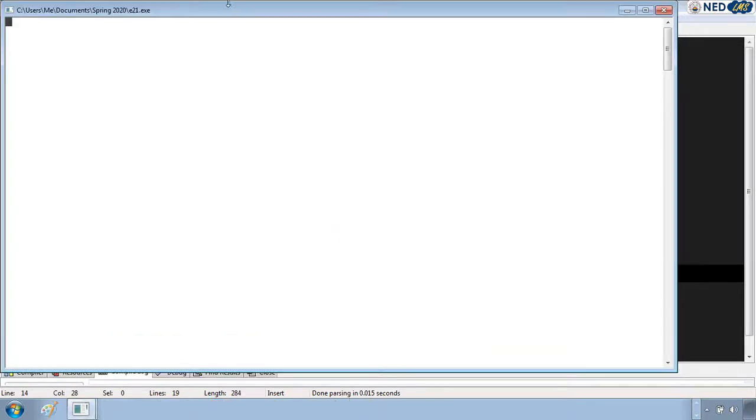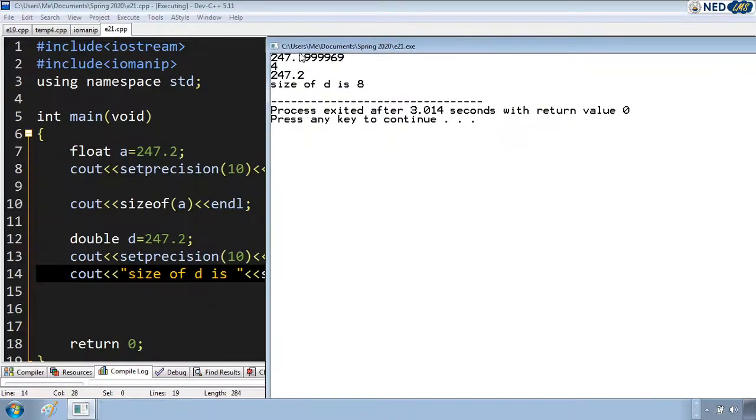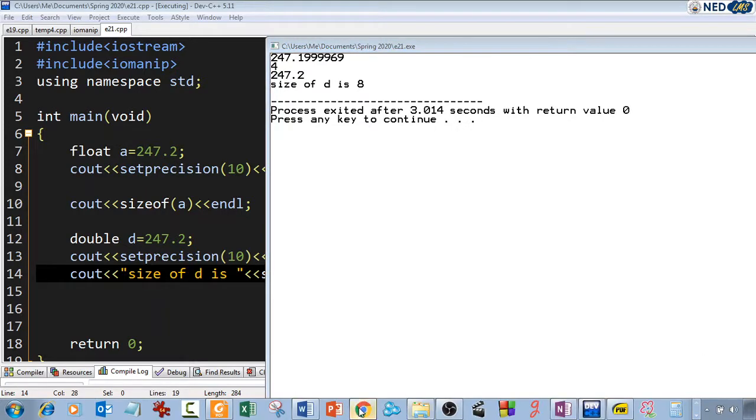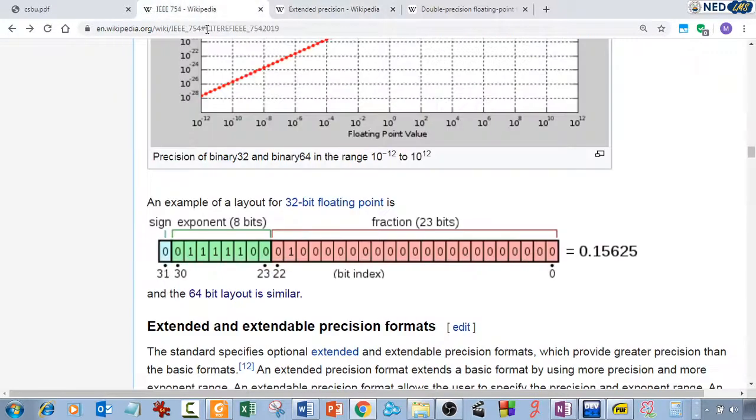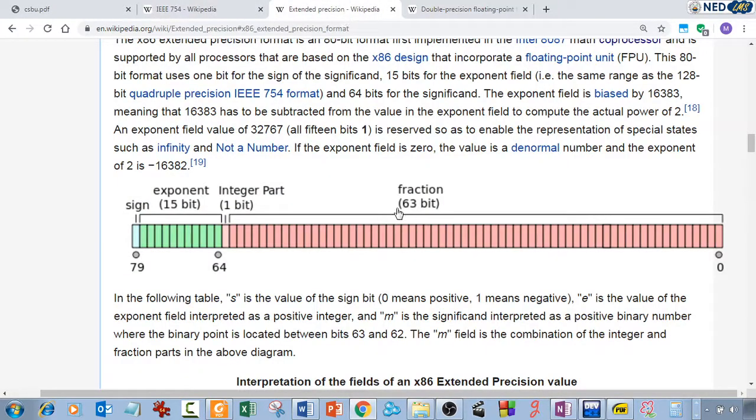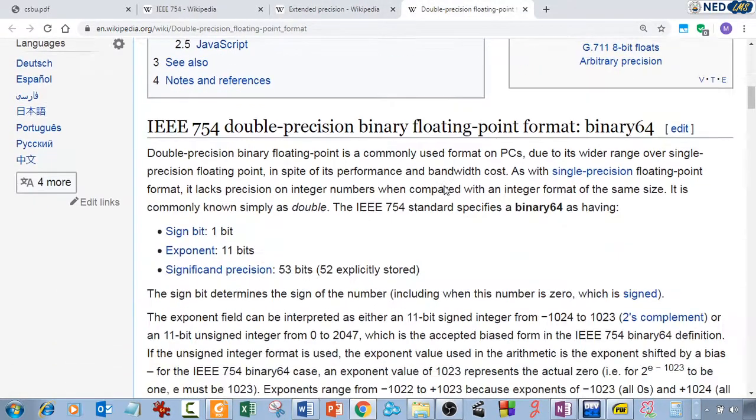So if I see what the size of D is, D, the double precision, is actually displaying 247.2 and storing 247.2 as it is, but this 4-byte number is not, and this D is 8 bytes. This is a double precision number. So if you look at the structure, we see that 63 bits are now reserved instead of 23 over here. 63 bits are reserved for fractional part, and the exponent part actually has 15 bits, so it can have double precision.